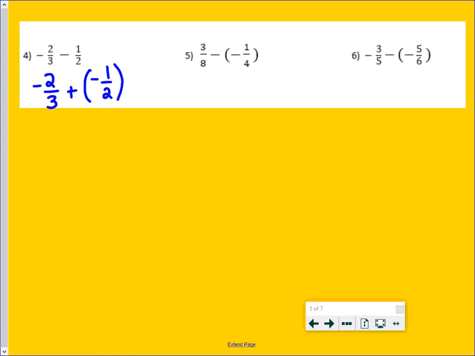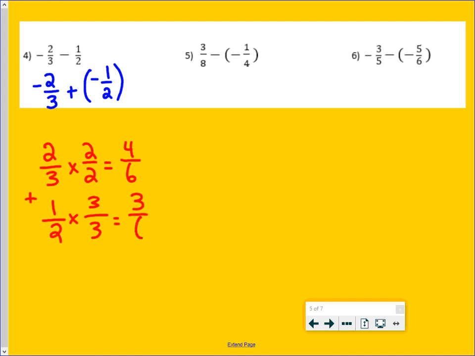In this case, both of our signs are the same, so we're going to be adding these fractions, and then we're going to keep the negative at the end. So we have 2/3 and 1/2. In this case, our common denominator is going to be 6. So let's rewrite these so that we can have 6 at the bottom. And there we have it. We're going to add them and keep the sign at the end.